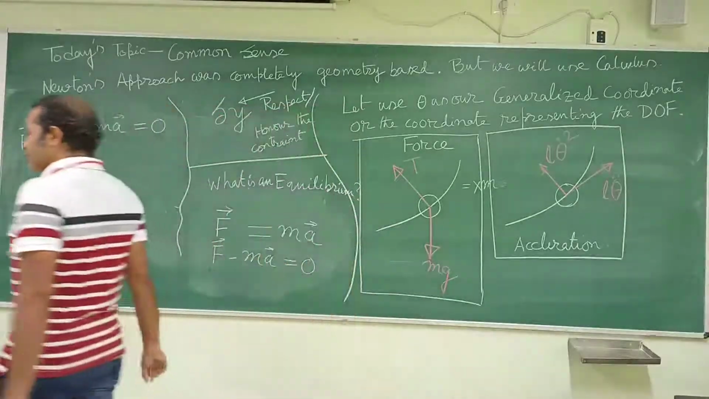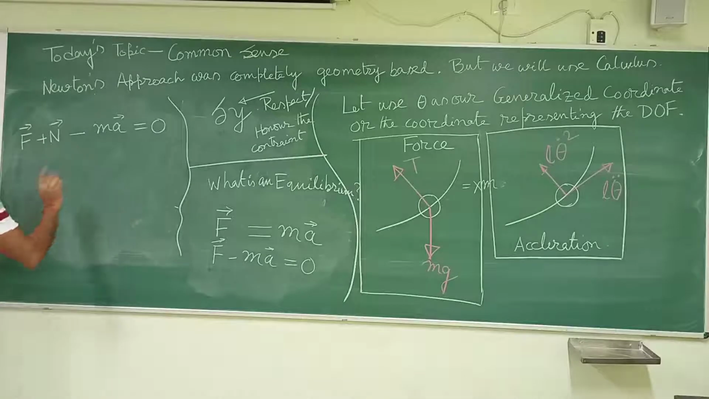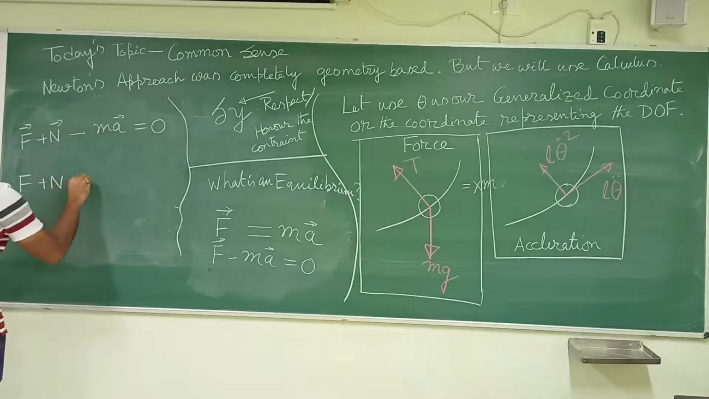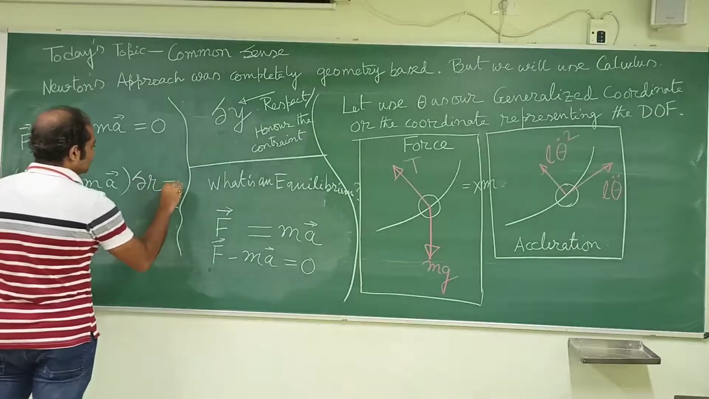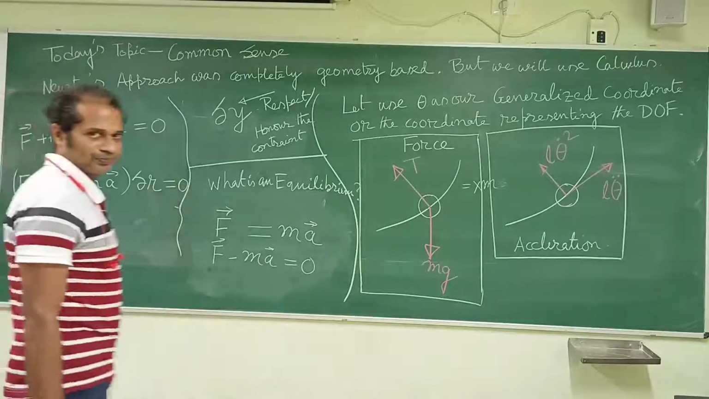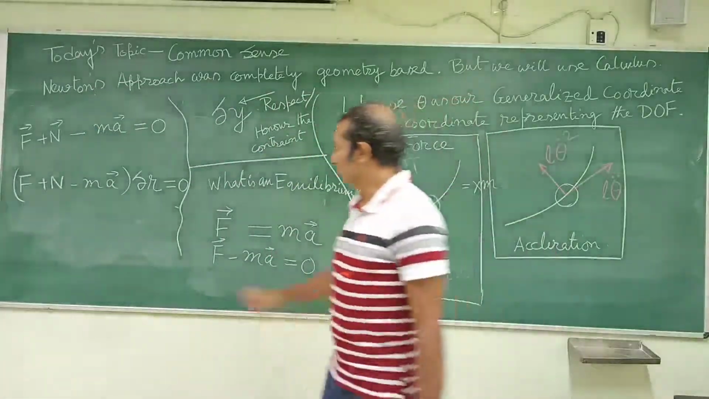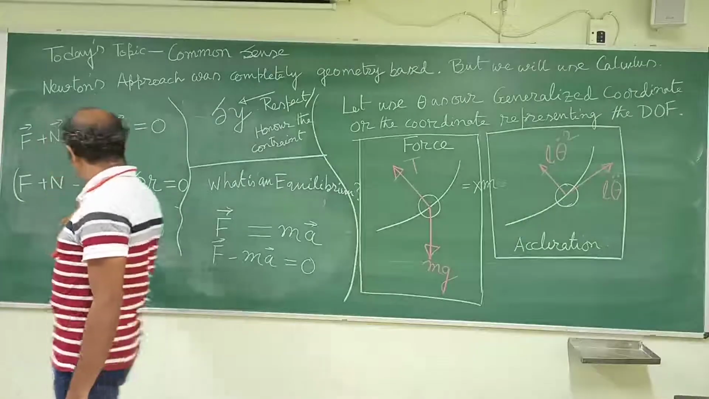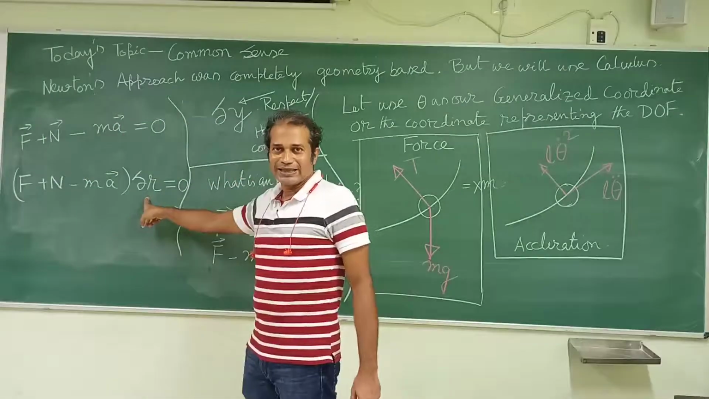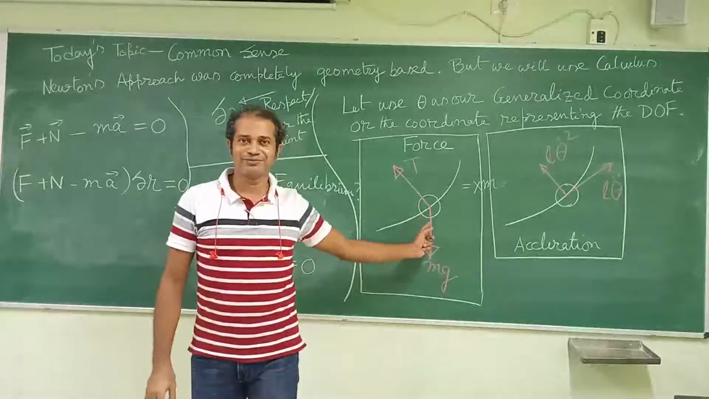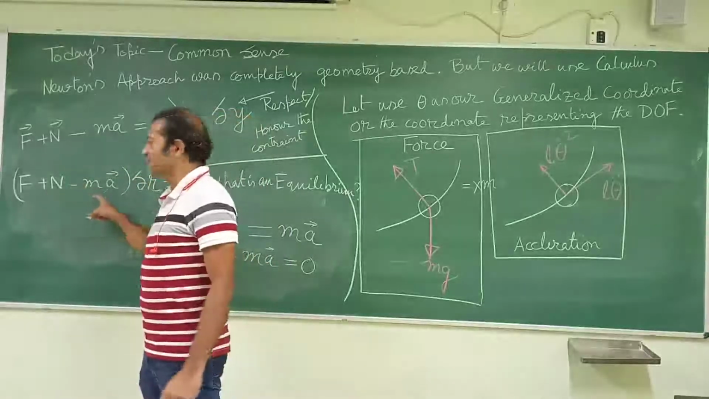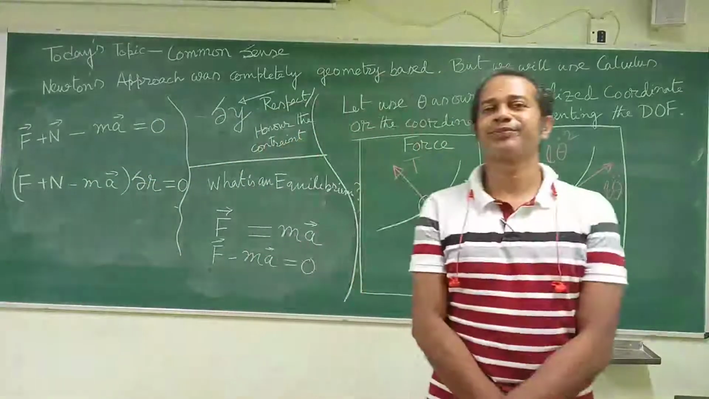Now you are going to give a small disturbance to it, keeping in mind this equation: F plus N minus ma times delta R is going to be 0. Why? Because this term is 0. I am just illustrating for a single mass, like the pendulum. So for the single mass, this is going to be the equation of motion. Do you agree?